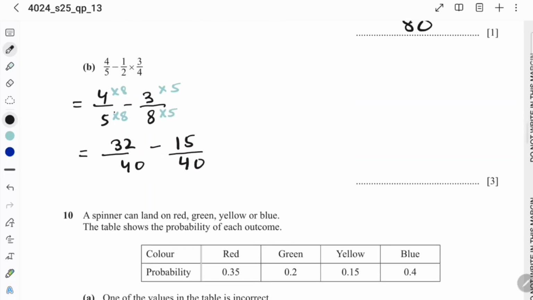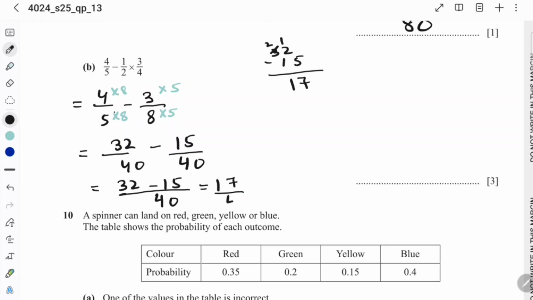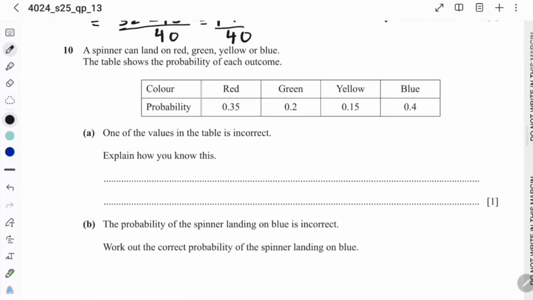32 minus 15 we'll have to do. 32 minus 15 upon 40. So 32 minus 15 is equal to 17. 17 upon 40, we cannot do anything. We cannot write it as a mixed number, and we cannot simplify, because 17 is a prime number. Okay, now move to question number 10.